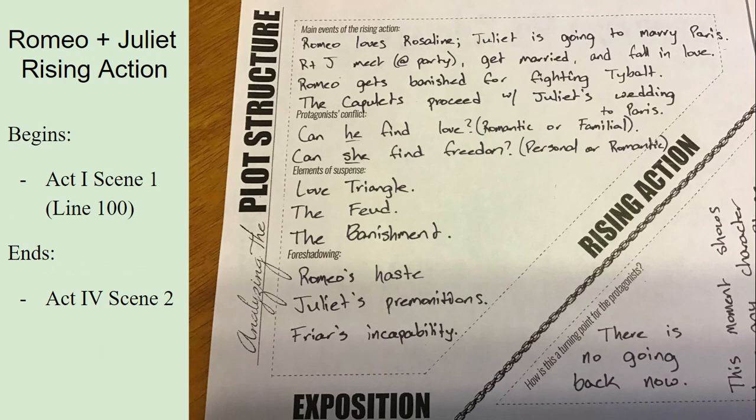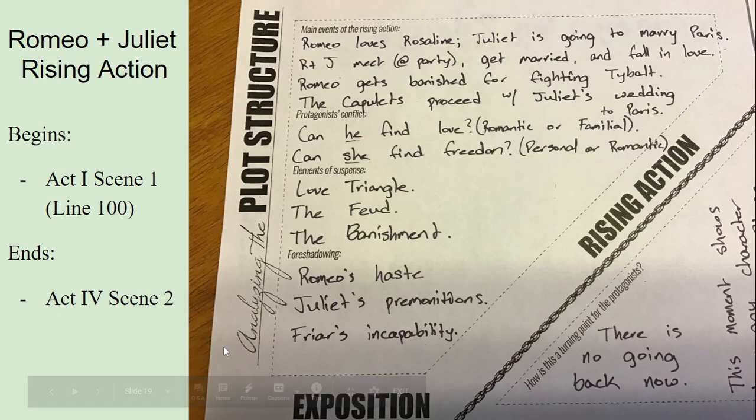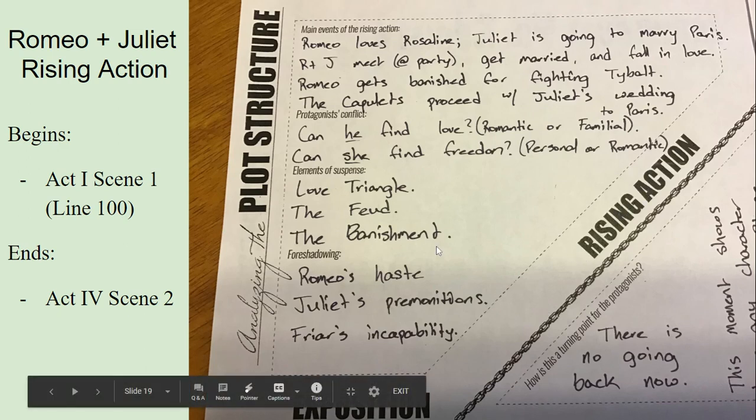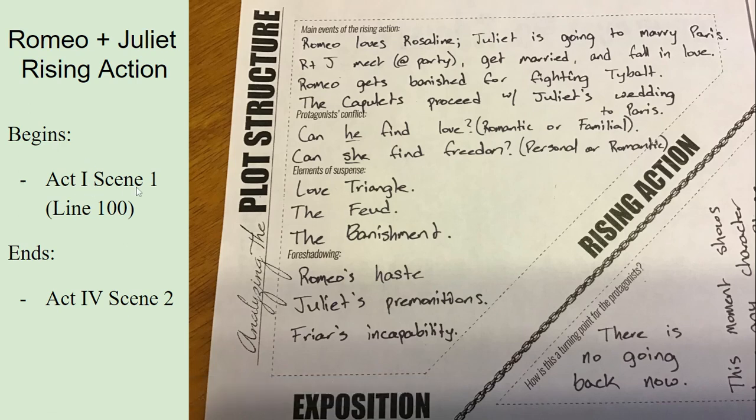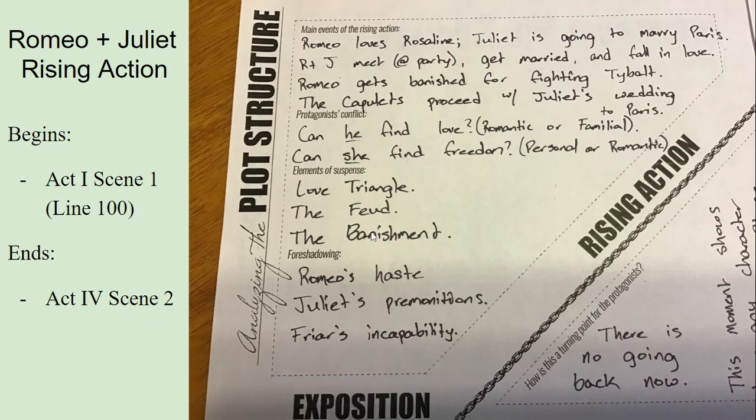On the other hand, as we continue moving forward, we get the rising action. Don't be distracted by this plot structure thing. This is related to the entire page. The rising action is this box that you see right here. And that begins basically at Act 1, Scene 1, line 100. So when the exposition phase ends. And then the rising action goes all the way until Act 4, Scene 2, right? So that includes, obviously, a lot of things that happen throughout the play.